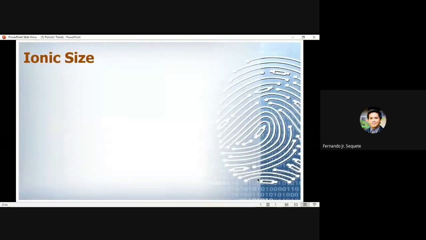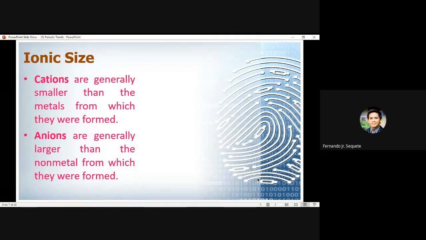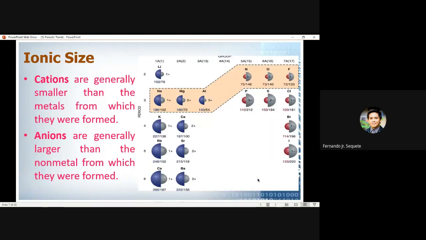Next would be the ionic size. This one is somewhat different, no? And then we have to look at this pattern.